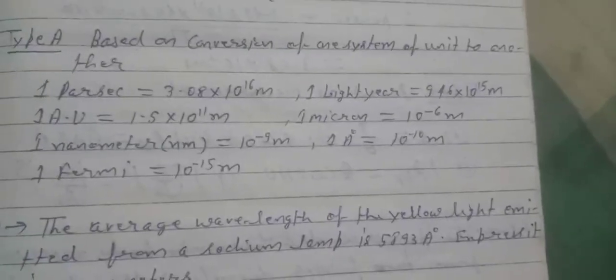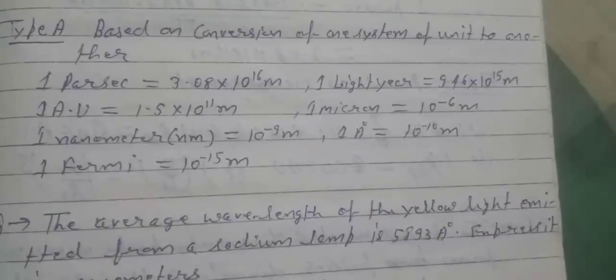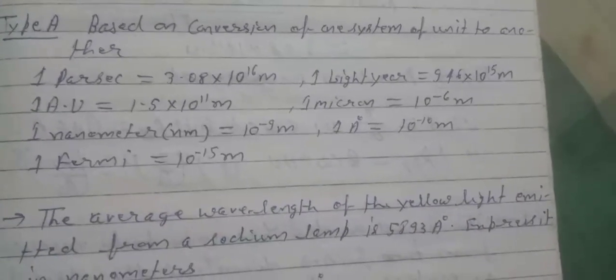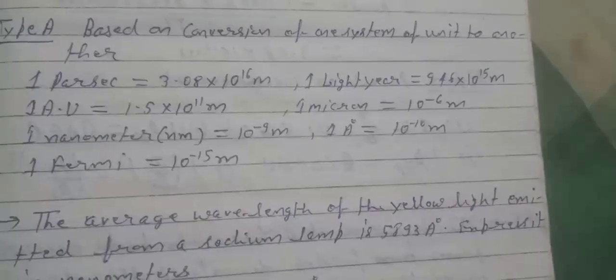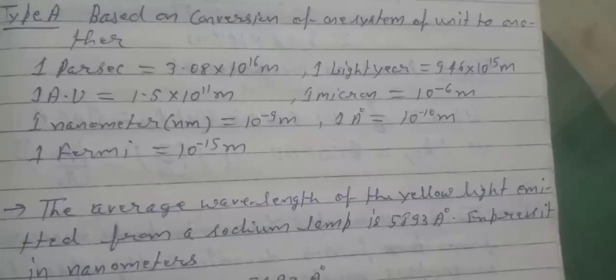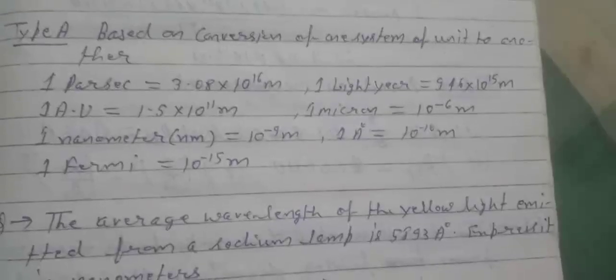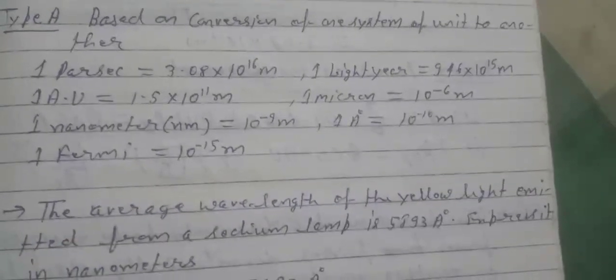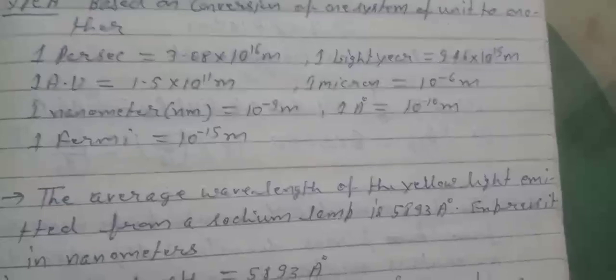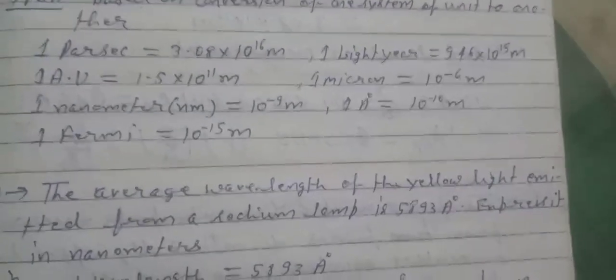Based on conversion of one unit to another unit, 1 parsec equals 3.08 into 10 to the power 16 meter. 1 light year equals 9.46 into 10 to the power 15 meter. 1 AU, astronomical unit, equals 1.5 into 10 to the power 11 meter. 1 micron equals 10 to the power minus 6 meter. 1 nanometer equals 10 to the power minus 9 meter. 1 angstrom equals 10 to the power minus 10 meter. 1 Fermi equals 10 to the power minus 15 meter.